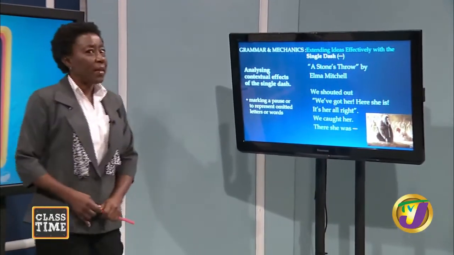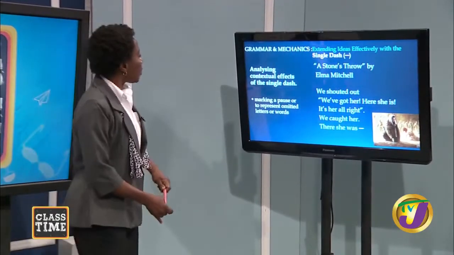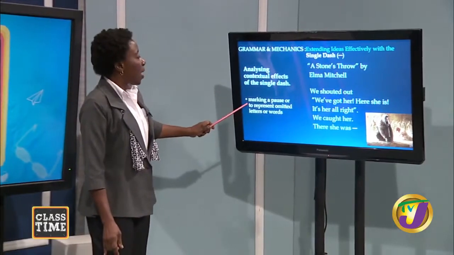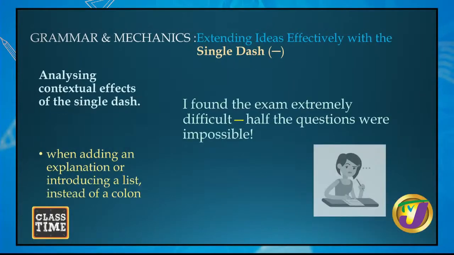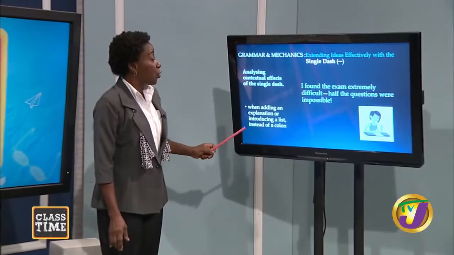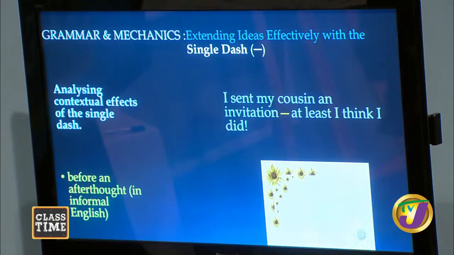So we have been looking at analyzing contextual effects of the single dash. And we looked at the first usage, marking a pause, or to represent omitted letters or words. And we went on to the second usage, when adding an explanation or introducing a list, and we can use that instead of a colon. All right then? So we are going to do another one, another function.